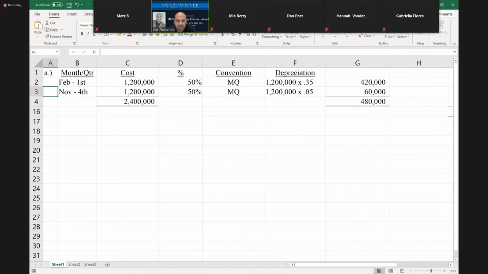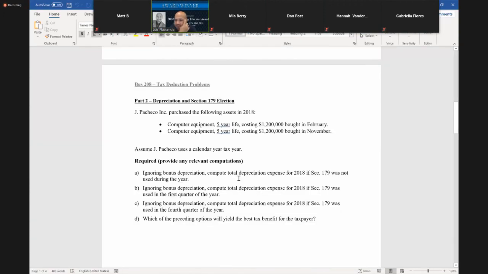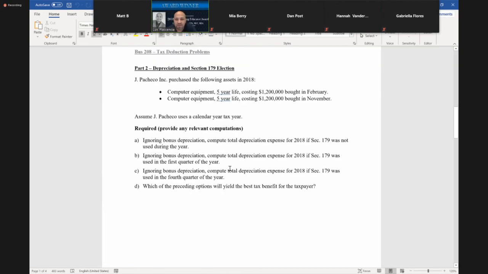Now question B, going back to the problem. Question A was basic depreciation. They're not taking bonus or section 179. Mid-quarter applies because more than 40% are placed in the last quarter, so we're using mid-quarter for everything. B, ignoring bonus depreciation, section 179 is going to be used in the 1st quarter. Letter C, section 179 is going to be used in the last quarter, and then we're going to figure out which one is better.